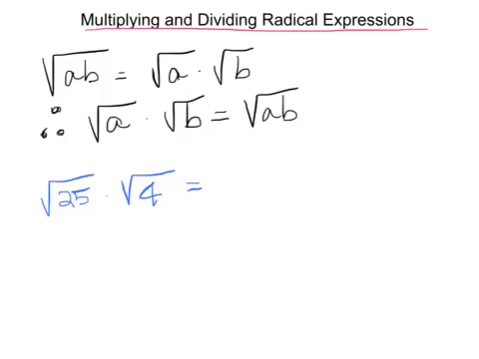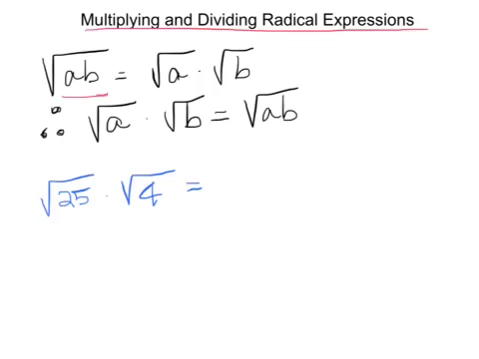One of the things we know about multiplying and dividing radical expressions is that the radical of AB is equal to the radical of A, or square root of A, times the square root of B. And because of the symmetric property of equality, we can reverse that equation and know that the square root of A times the square root of B equals the square root of A times B. And these rules allow us to multiply radicals.